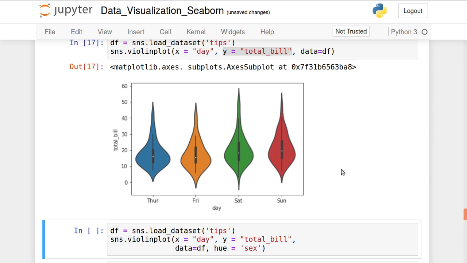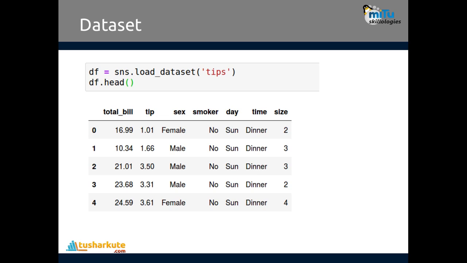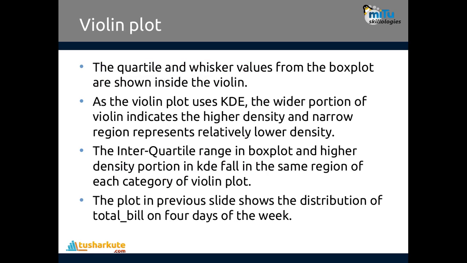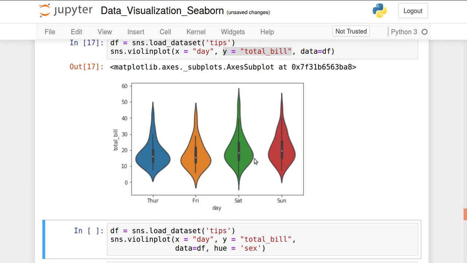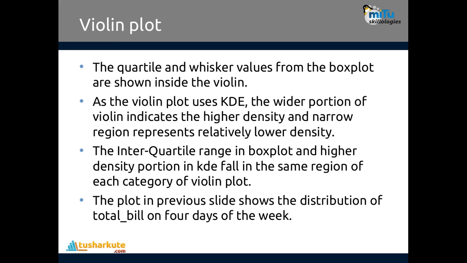So this is what we call a violin plot. The quartile and whisker values from the box plot are shown inside the violin. So you can see inside the violin these are shown, and this is the actual middlemost value present there. As a violin plot is a KDE, the wider portion of the violin indicates higher density and the narrow region represents low density. That's what we can easily identify from there. The interquartile range in the box plot and the higher density proportion in the KDE fall in the same region of each category of the violin plots.